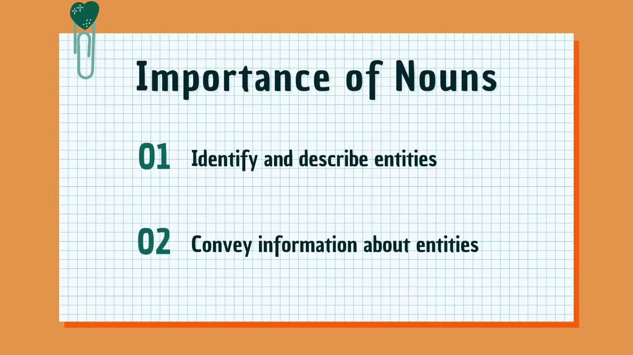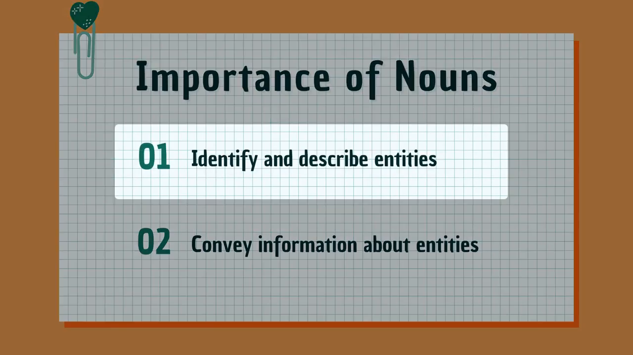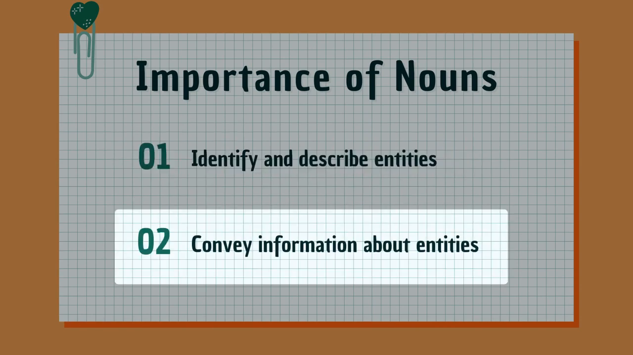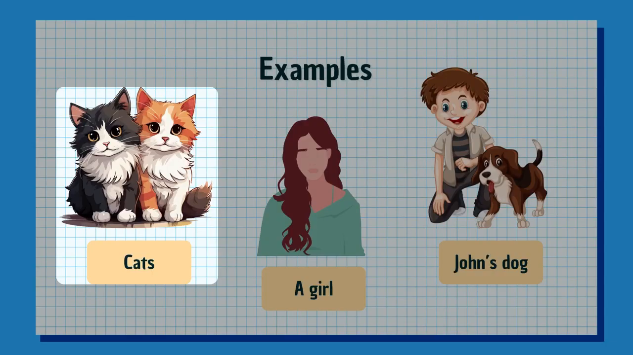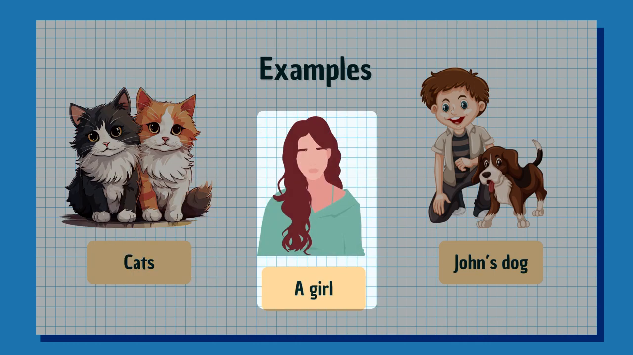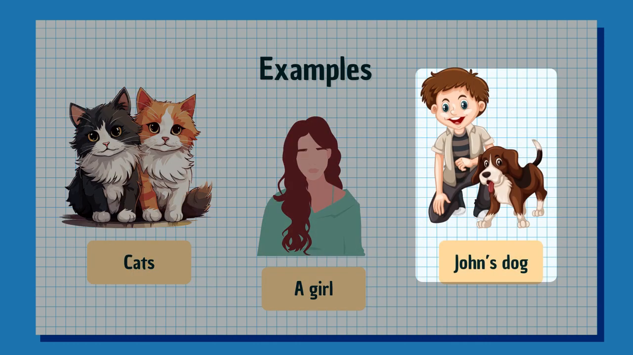Understanding nouns is essential for effective communication, as they help us identify and describe the entities we are talking about. Nouns can also convey information about the number, gender, case, and possession of the entities they name. For example, the noun cats is plural. The noun girl is feminine. And the noun John's is possessive.